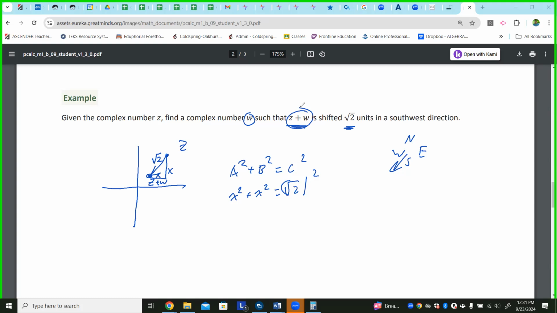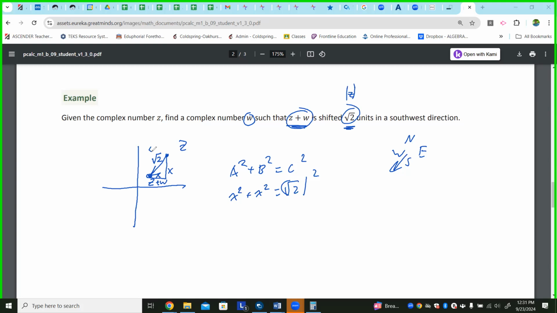And I want to add a w to this z in a southwest direction. So that means I want to go left and down, right? But I want to add it in a sense that when I go in this direction, it travels square root of 2 units. That is what we call our, oh, that's an H. That's our magnitude. That's the distance. That's your C when looking at a Pythagorean theorem. So this will be your C.